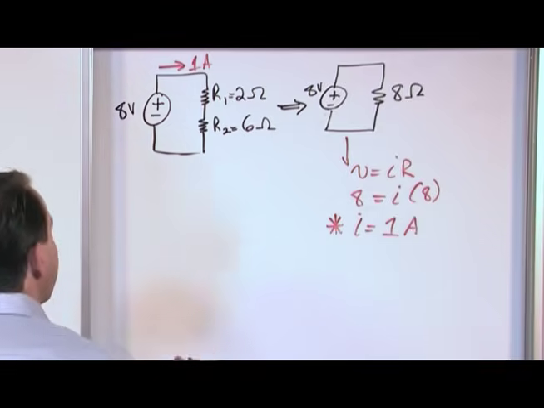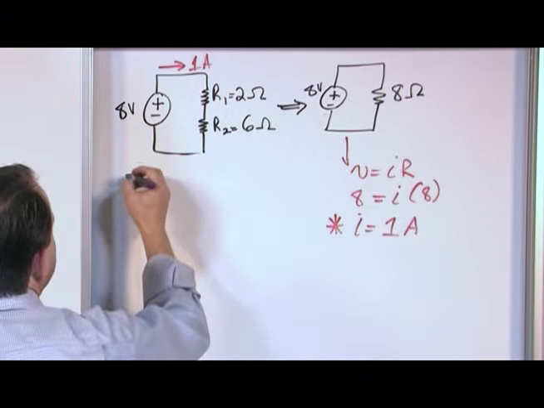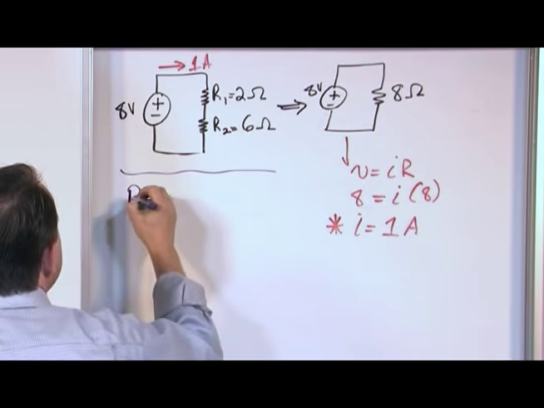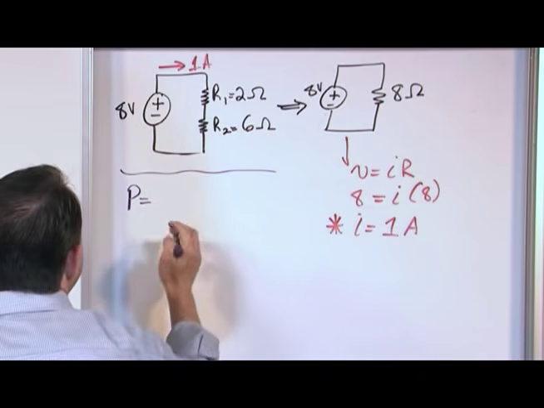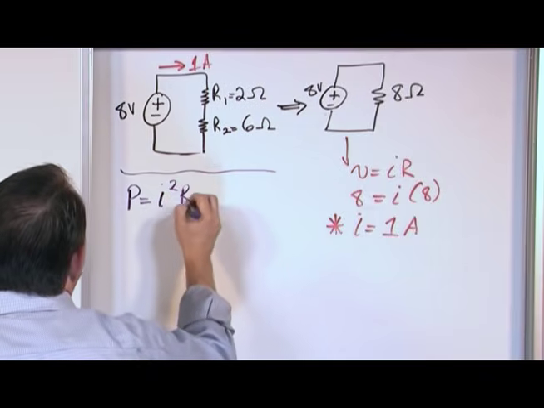So to calculate the power, we're going to use one of these relations we just derived. P is equal to, let's talk about the top resistor, P is equal to I squared R.